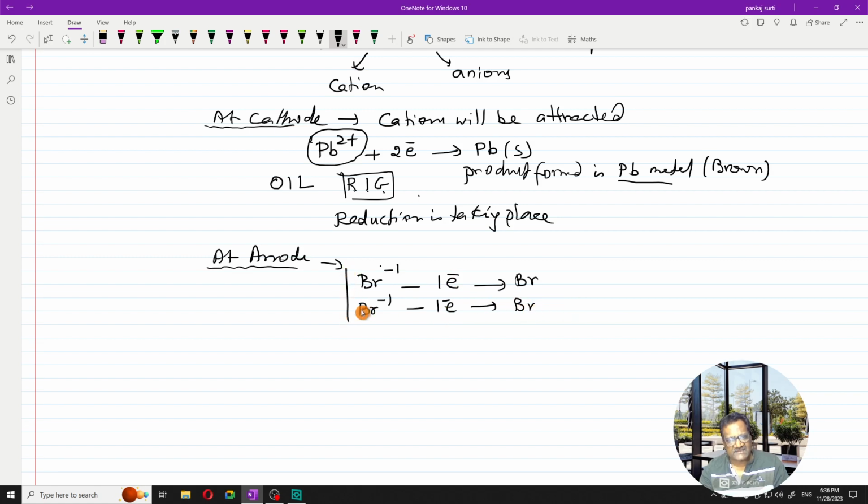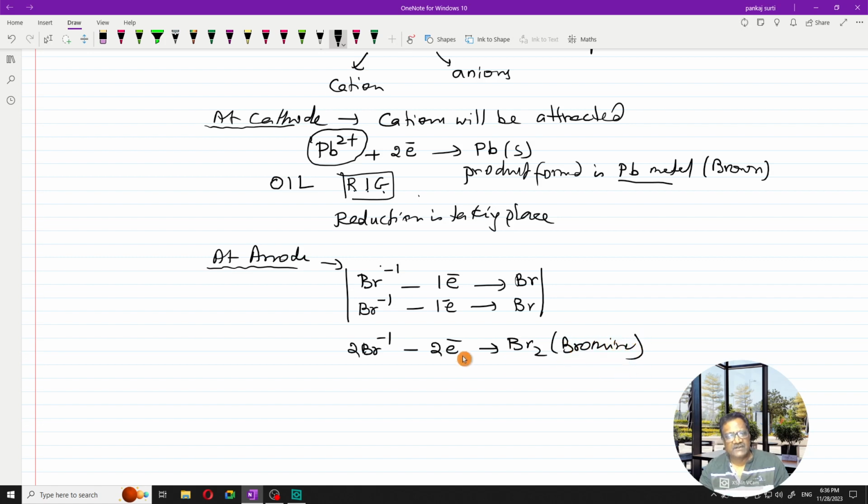Now, if you add these two reactions, you can write this as two bromide ions will lose two electrons to form Br and Br, that is Br2. Now this Br2 is nothing but bromine.